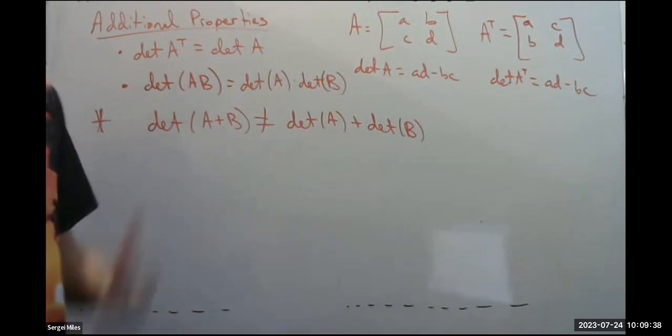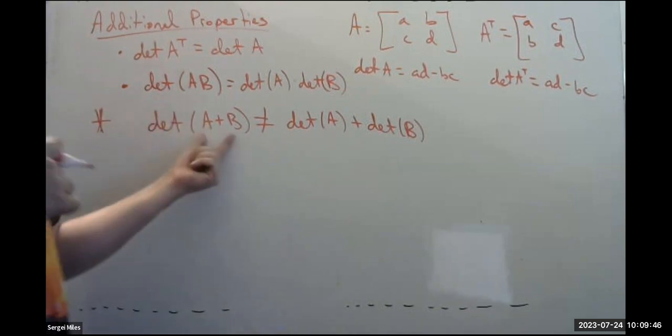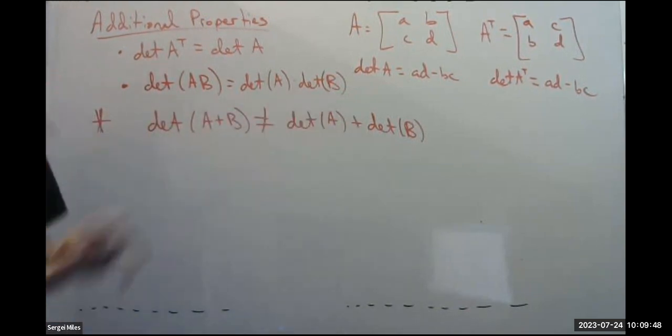There are examples of this. For the sake of time, I'm not going to go through them. You can see examples of this in the textbook as well. So again, if you have A plus B, you cannot pull this apart. It does not work. If you do this, you will lose points. You will get a wrong answer. So be careful of that. All right, great. So we have these properties.